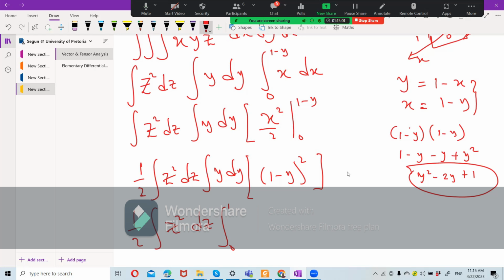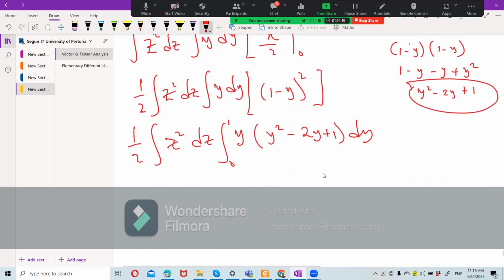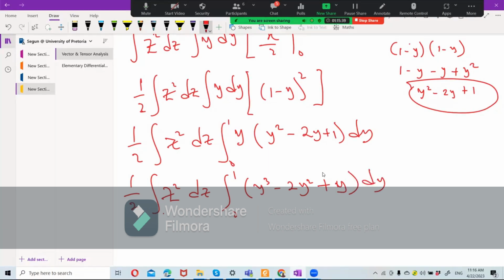Agree with me that this particular function is already in form of y. So we are going to have y in bracket y squared minus 2y plus 1 dy. So all we need to do is 1 all over 2 integral of z squared dz. Now let me open this bracket. What do I have? 0 to 1. I have here y cubed minus 2y squared plus y dy. So I can now go ahead and integrate this.